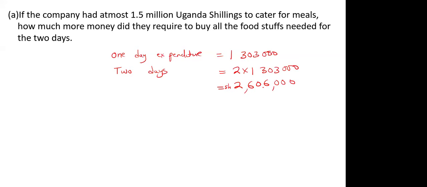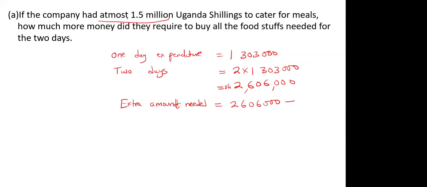2,660,000. Now you ask yourself, but in their budget, they had at most 1.5 million. It means that the maximum amount they had in their pocket was 1.5 million or something even less than or equal to that. Now, to obtain the extra amount they need, you say extra amount needed. It's going to be the amount the company is going to use for the 2 days minus what they have.